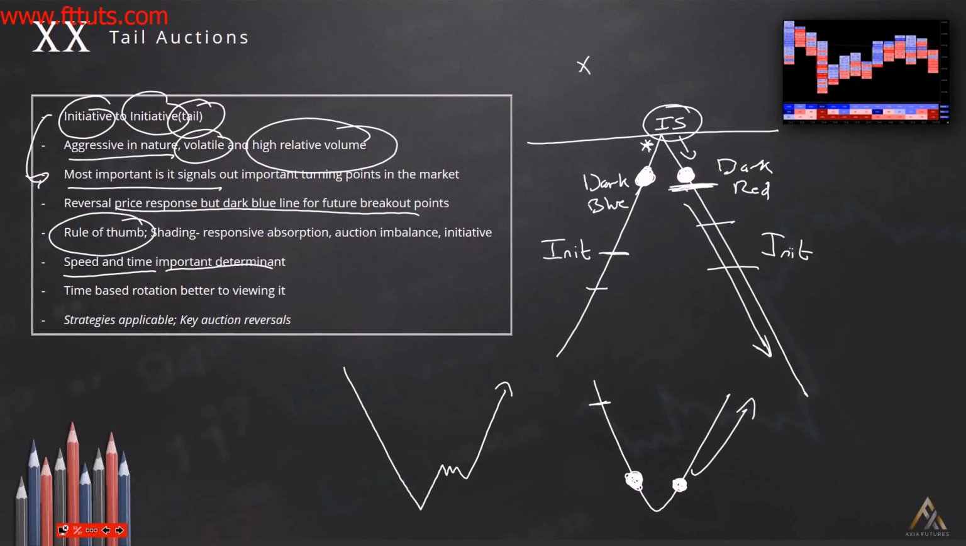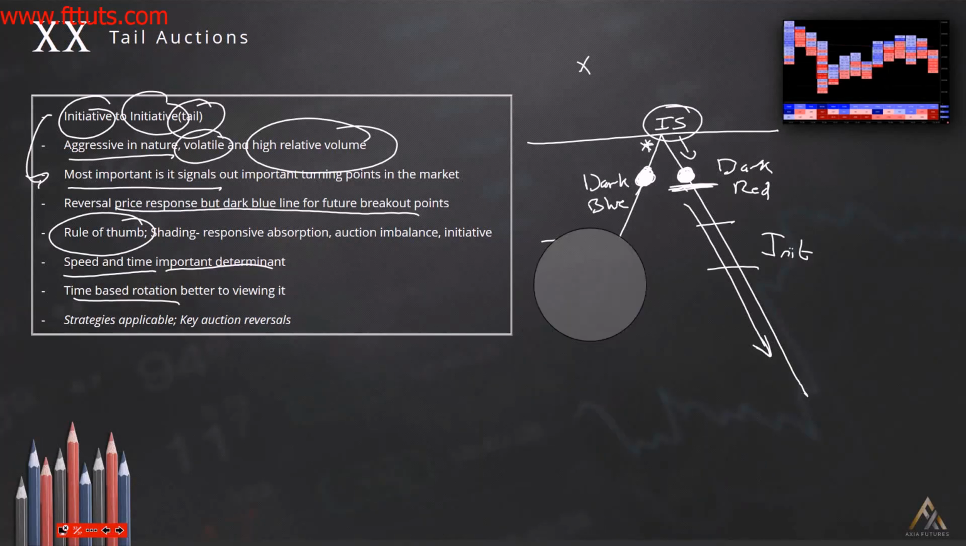But ultimately, it's not quite symmetrical as a V, but the principles are there. So that's what's key here. Yes, if we have the more V-shaped or the more inverse V-shaped, they are better examples. But ultimately, so long as they follow the three principles I outlined for you, the tail auction is in play.